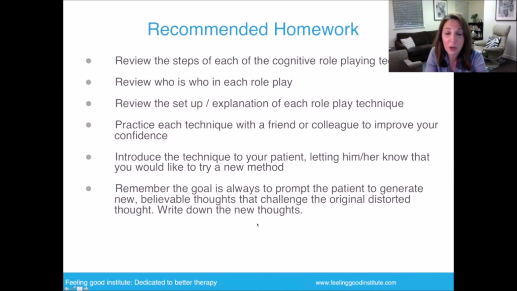Remember that the goal is always to prompt your patient to generate new, believable thoughts that challenge the original distorted thought. And you always want to write down those new thoughts because it's so hard to keep track of all that happens in a therapy session. So if you do have a really successful role play with a patient and then they leave the session and nothing was written down and you have no recording of what that new positive, believable thought was, chances are the patient might forget it, right? On the other hand, if it's written down, the patient can then reference it and read it during the week.